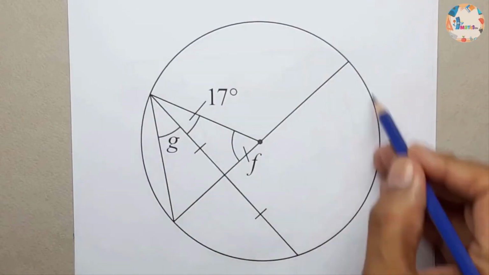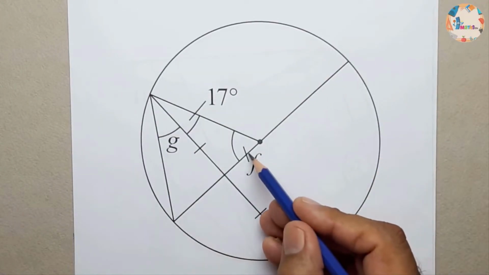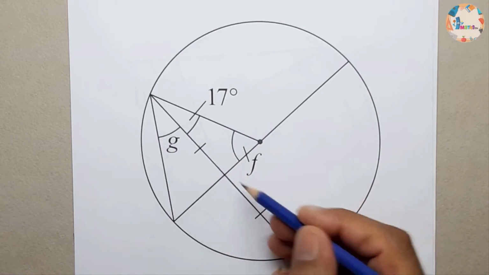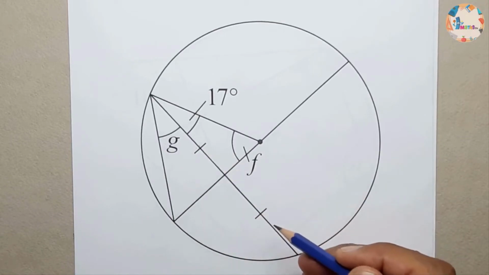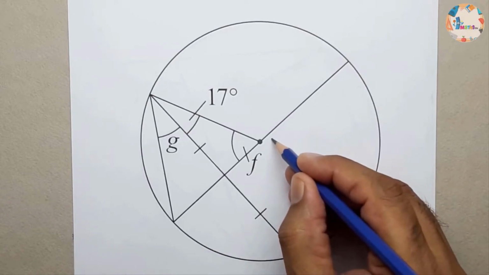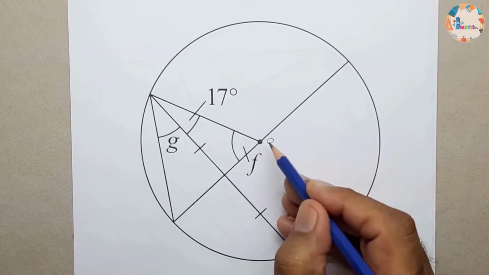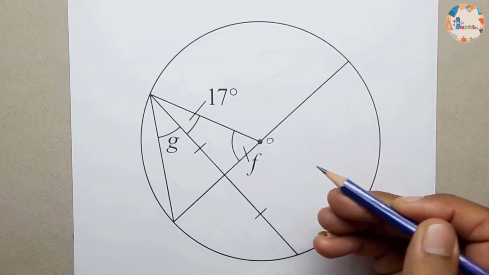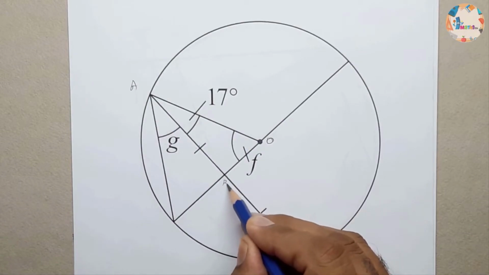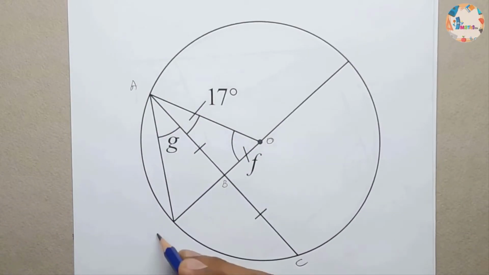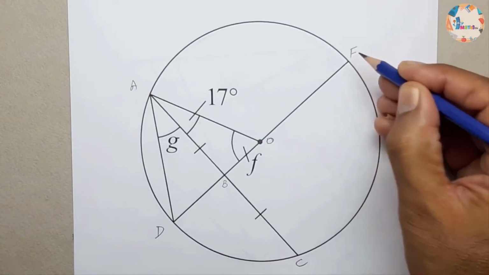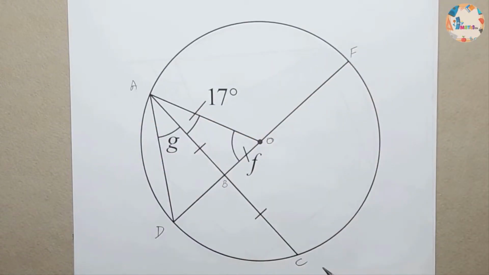So this is a circle, and we have to find F and G, and these are two indications that these are equal. First of all, we can label it for our understanding. This is the origin, or center of the circle. So we can say A and B and C, D and F. These are the points which we have labeled.